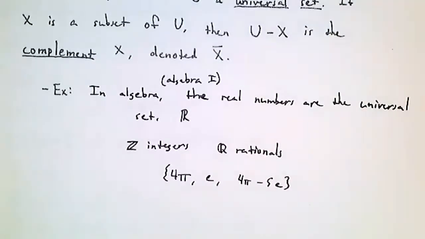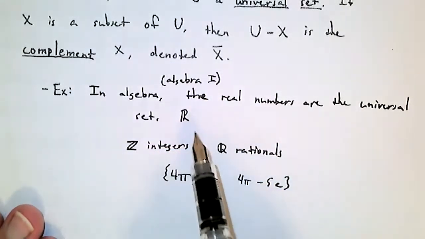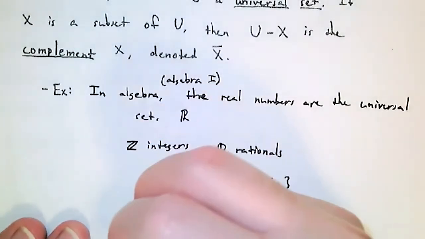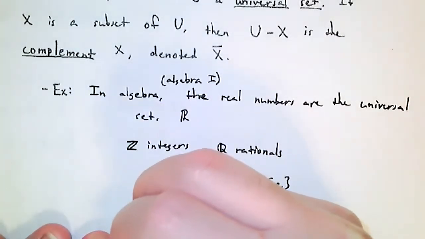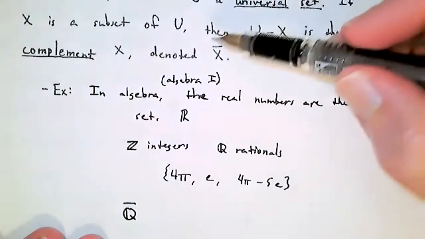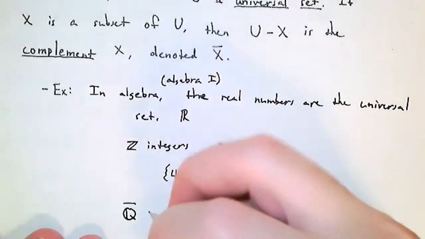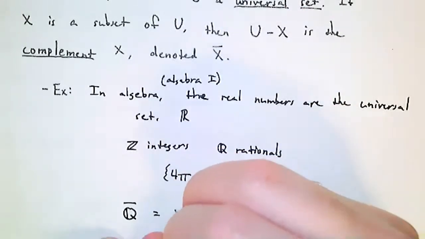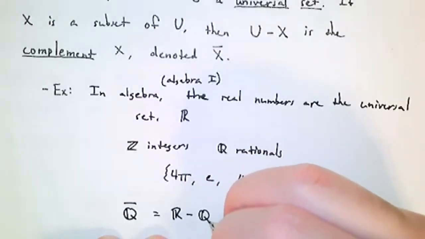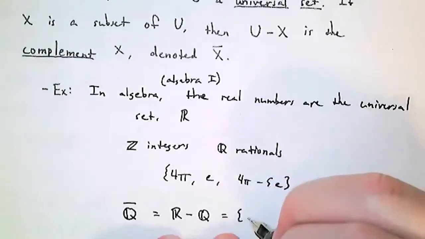So for example, if I have the real numbers as my universe, and I'm looking at the set of rational numbers, and I want to find its complement, we draw a little bar over our set for complement. Then this is the real numbers minus the rational numbers. And these were the irrationals.